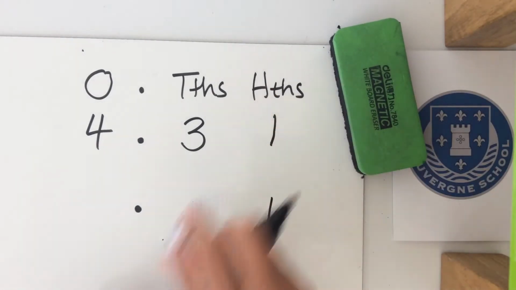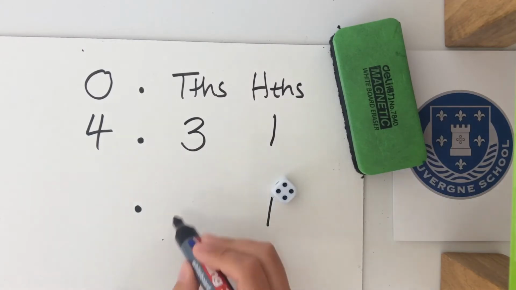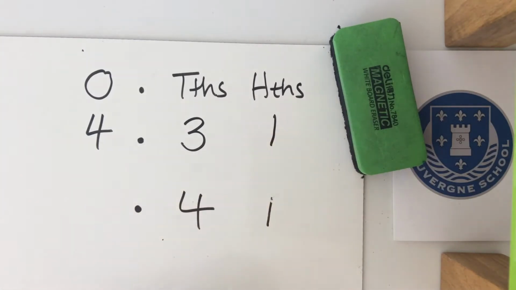1, 4, I'm going to risk it and see if I can get a higher number. Yes, 6.41. So I succeeded, I managed to make a bigger number. Okay, so the aim of the game is to make the biggest number, the greatest number. Pause the video now, have a go at playing that game.